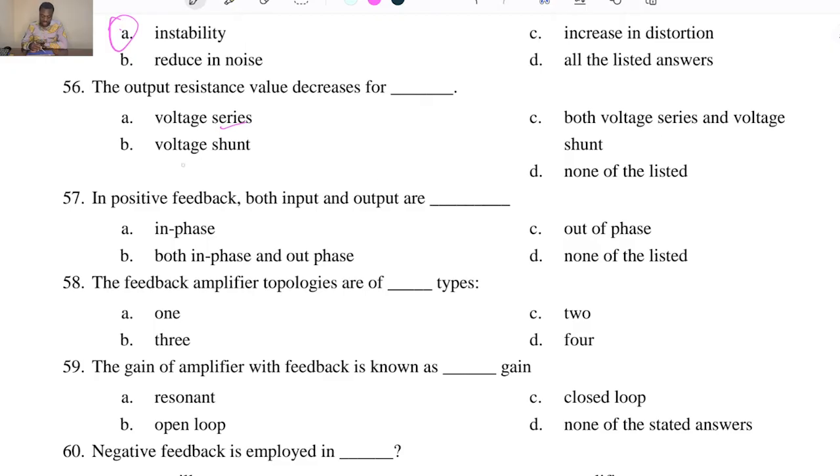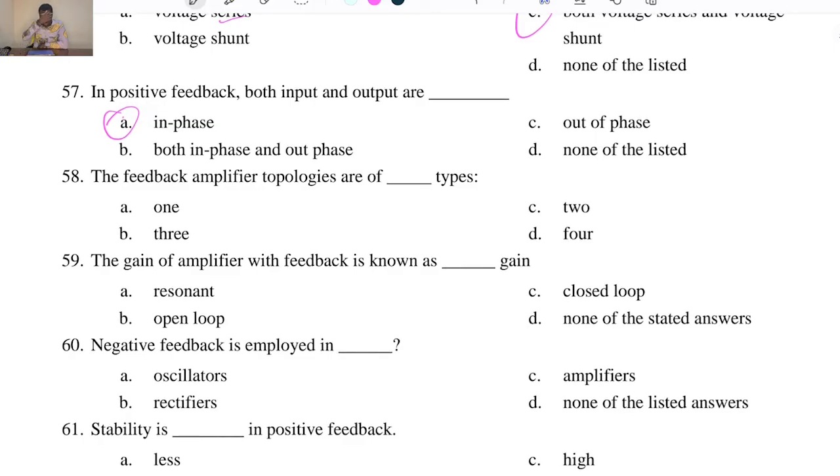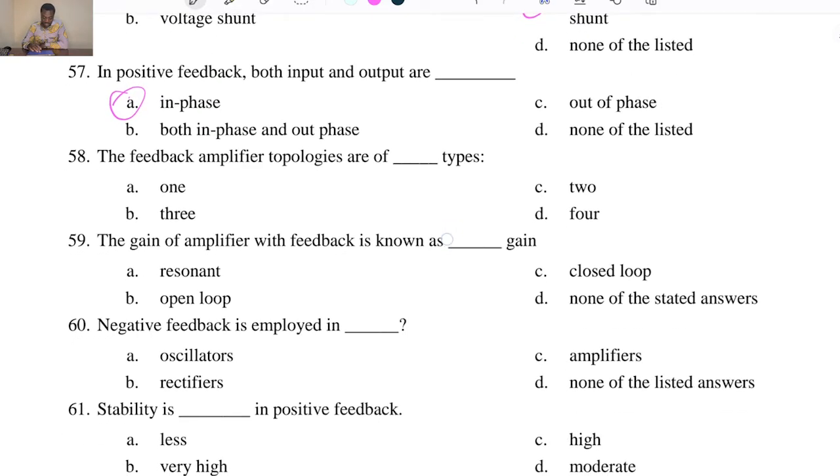And then we have voltage shunt, right? With this one too, the output resistance is going to decrease as well, because we know for voltage feedback the output impedance or resistance is going to reduce. So here is the answer we can see. In positive feedback, both input and output are in phase, because for positive feedback the phase angle is 0, meaning the input and output are in phase.